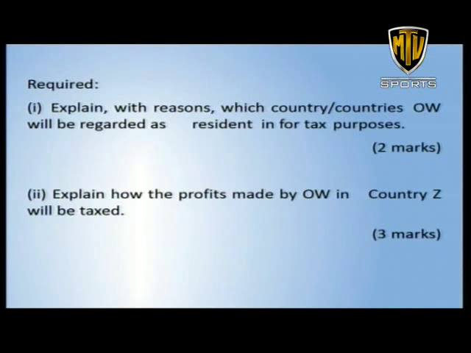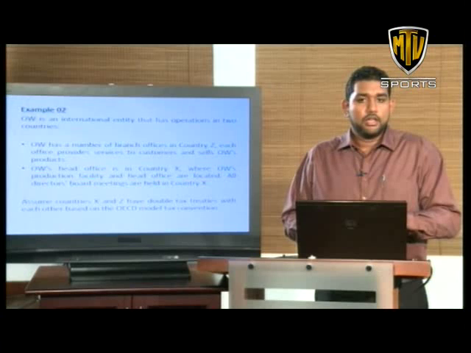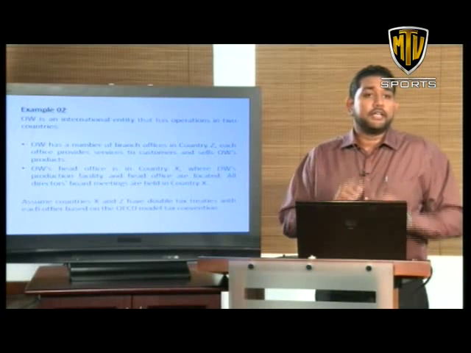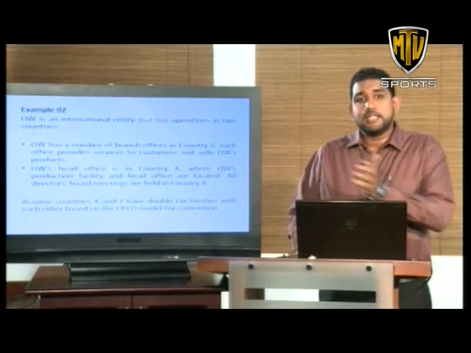When you look at the second requirement, explain how the profits made by OW in country Z will be taxed. So let's go back to the data given to us. OW is running a branch office in country Z. According to the OECD model, a branch is a permanent establishment. So any income that is earned by a branch will have to pay taxes in that particular country itself, in the country of earning, even though the residence is in another country.